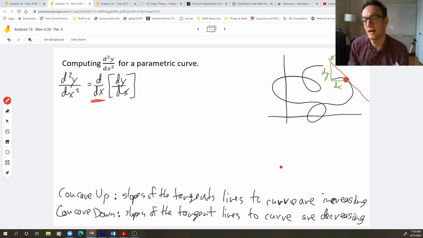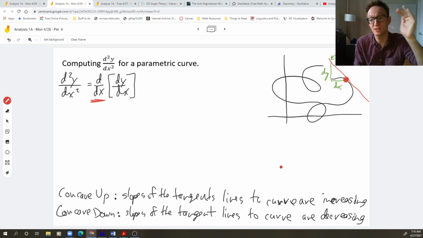And what does it mean to be concave down? What it means for a curve to be concave down somewhere is that if x changes by a tiny bit in the positive direction and the slope of the tangent line goes down, then the function's concave down, right?